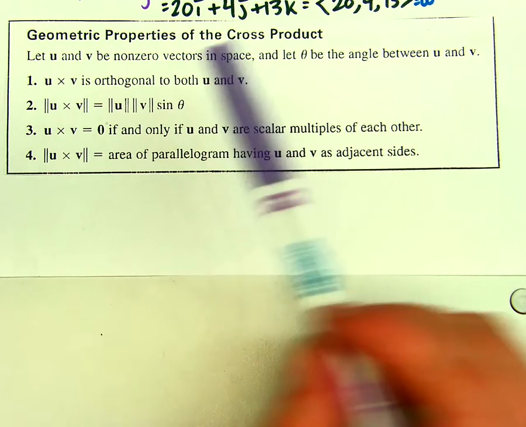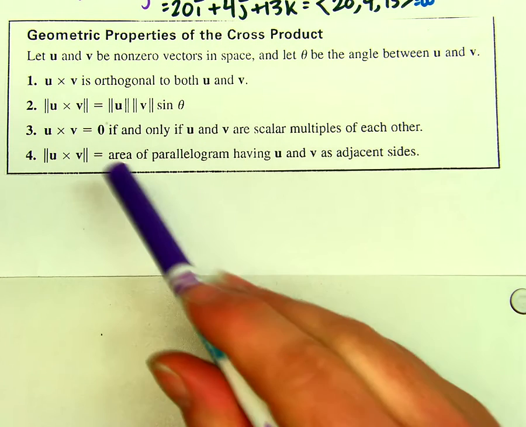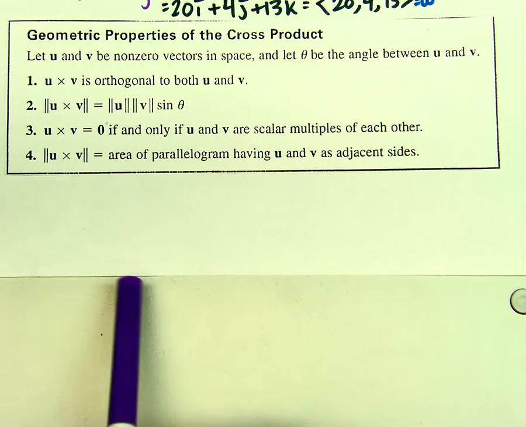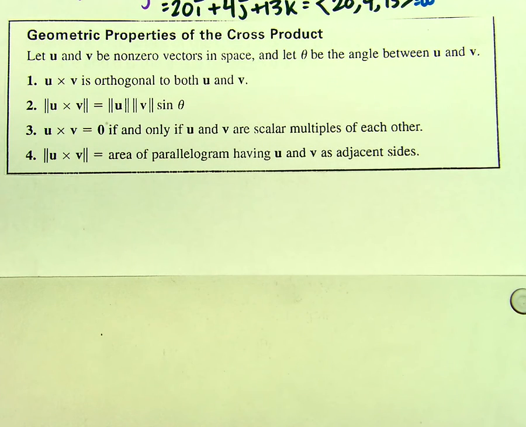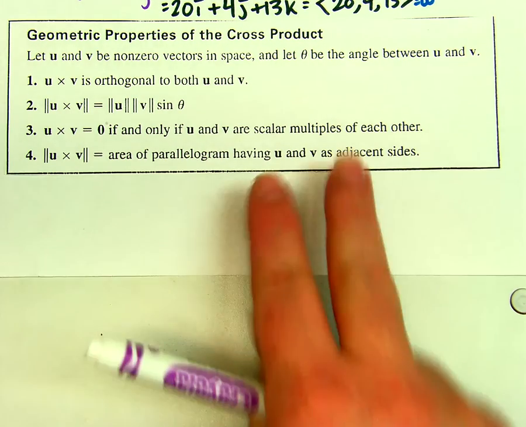U cross v is 0 if and only if u and v are scalar multiples of each other. So if you get the cross product as 0, it's really the same vector, just different sizes. And then this last one is one we're going to use a lot. If you do the cross product and then take the magnitude of that vector, you can find the area of a parallelogram with two adjacent sides. Don't use the sides opposite each other, but use the adjacent sides.